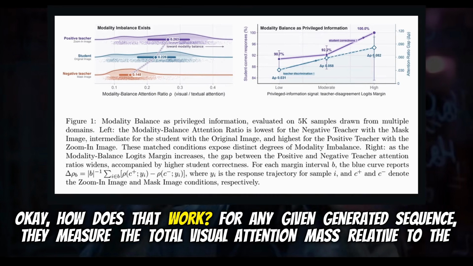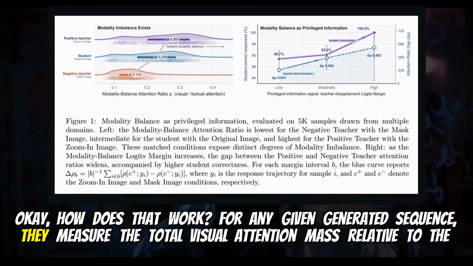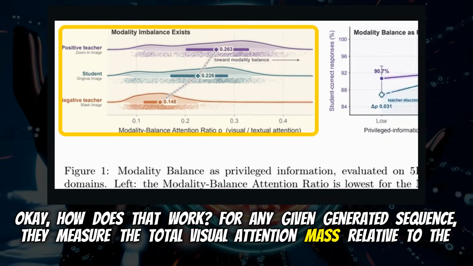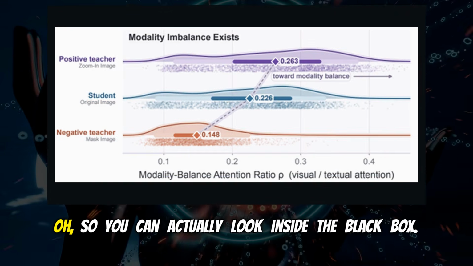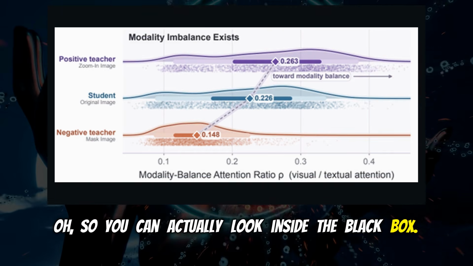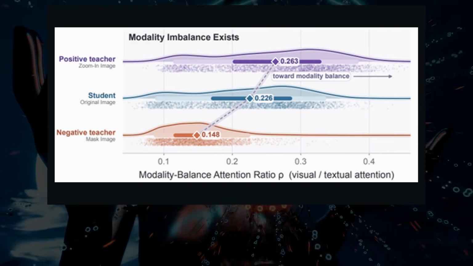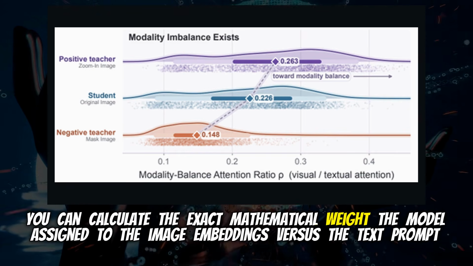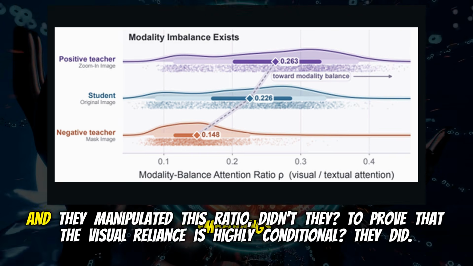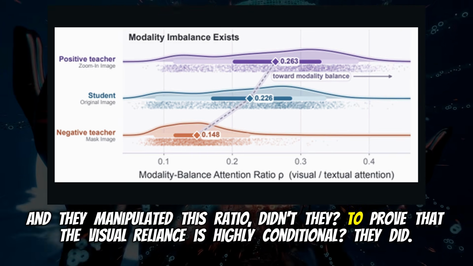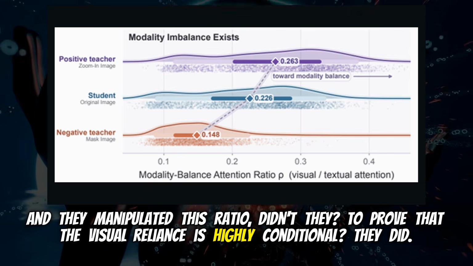Okay, how does that work? For any given generated sequence, they measure the total visual attention mass relative to the textual attention mass across all the transformer layers. Oh, so you can actually look inside the black box. Right, at a per-token level. Yeah. You can calculate the exact mathematical weight the model assigned to the image embeddings versus the text prompt embeddings. And they manipulated this ratio, didn't they, to prove that the visual reliance is highly conditional?